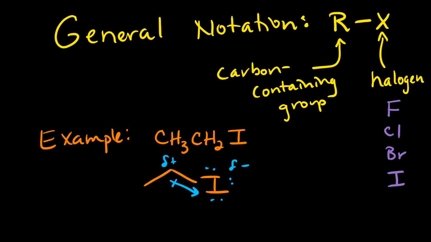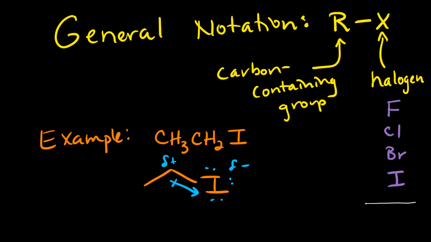Now let's take a look at the second group of molecules we're going to study, which are the alkyl halides. The generic notation for an alkyl halide is RX, where R is a carbon-containing group and X is a halogen atom. The halogens that we will encounter the most often are fluorine, chlorine, bromine, and iodine.